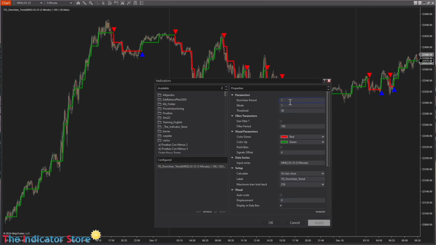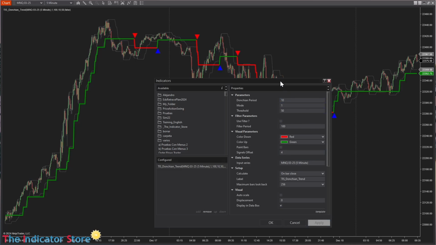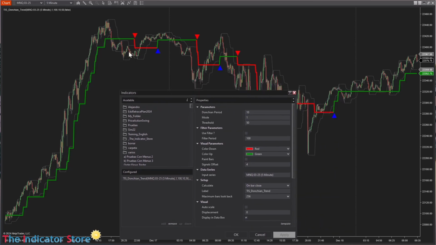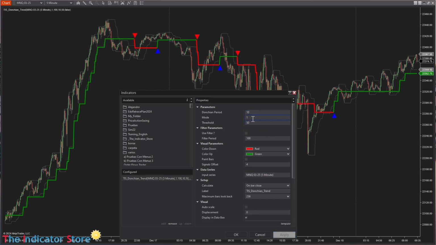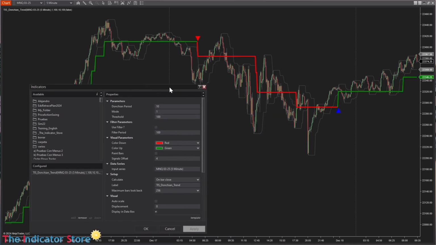And also we have the Donchian period. With the Donchian period, instead of looking at the previous bar, we are looking at the last n bars, for example, 10 bars. So with the combination of the number of bars that we wait and also the threshold, we can avoid these movements. So we can increase the Donchian. So going up, going down, going up, or instead of doing that, we can increase the threshold. Or we can do a combination of both.